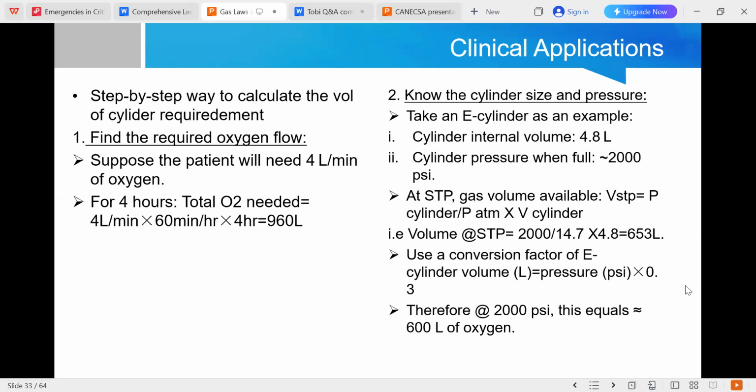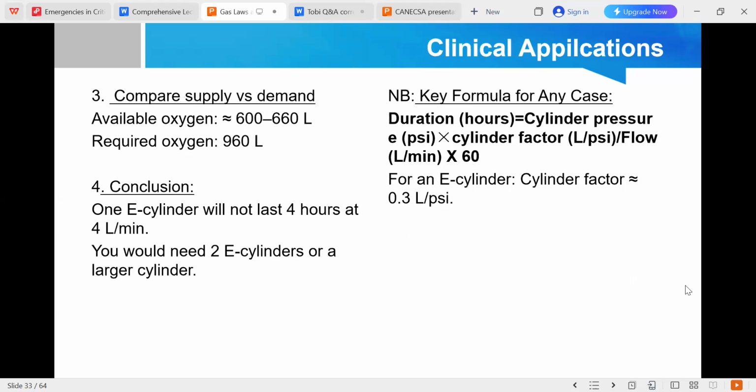So at standard temperature and pressure, the gas volume will be calculated from this formula, and you're going to need about 653 liters. When you convert it, you're going to have 600 liters of oxygen in one cylinder. So the next thing you're going to do is compare the available oxygen and the required oxygen.